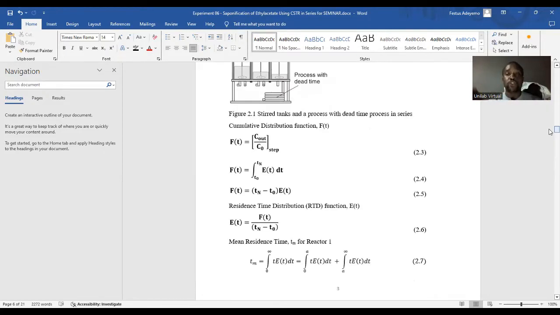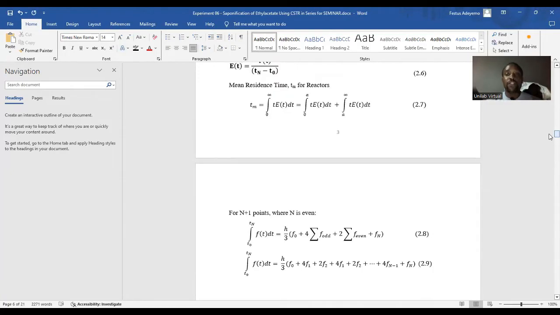It will be interesting for us to look at some equations and background that will show us how to compute the cumulative distribution function, as seen in equation 2.3 to equation 2.5. Equation 2.6 expresses the residence time distribution function, and equation 2.7 expresses the mean residence time, Tm, for the reactors. We can see that we applied the Simpson rule for computing the mean residence time for the reactors.